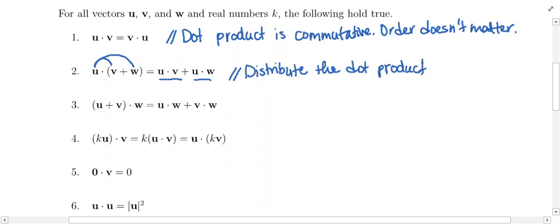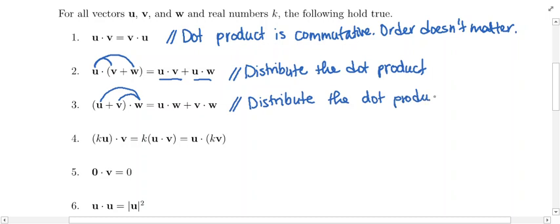Okay, number 3 is very similar. The only difference is u and v are grouped this time, and then we're doing the dot product on the right, but we can still distribute here. This is going to be u dot w, keep the plus sign, v dot w. So again, this is the same thing. We can distribute the dot product.